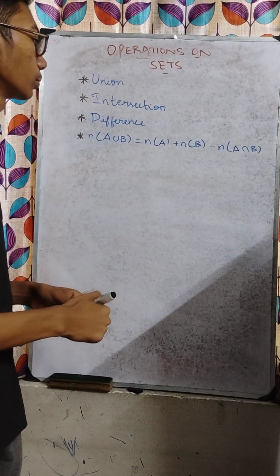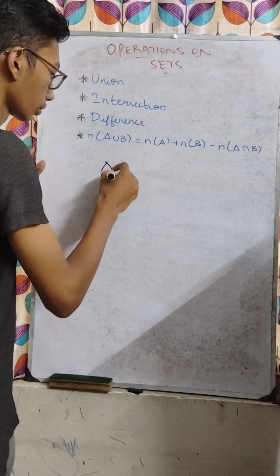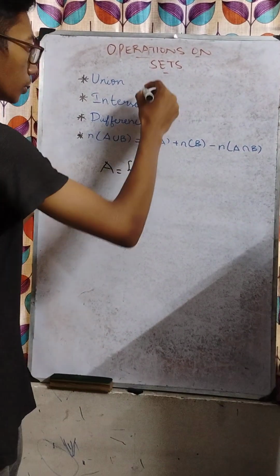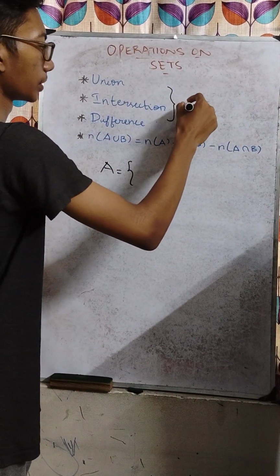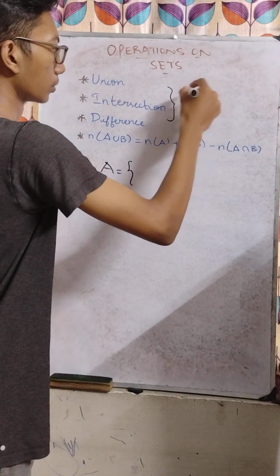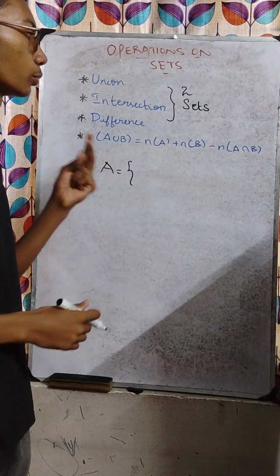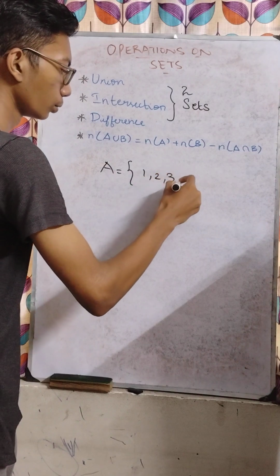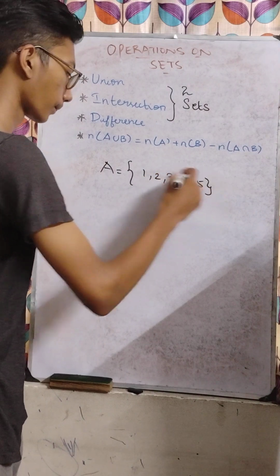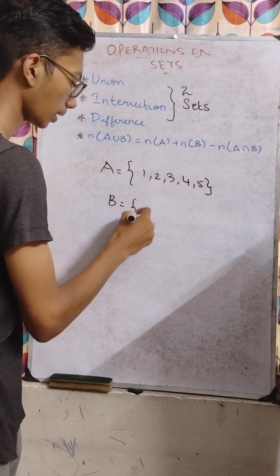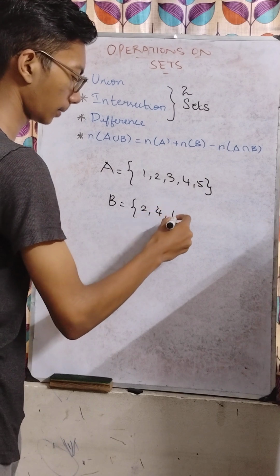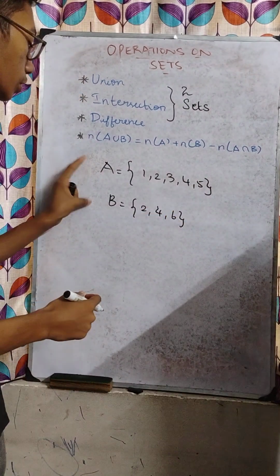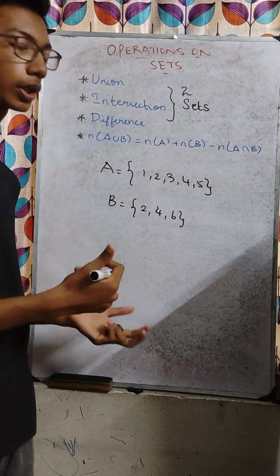So first, what is union? Now we will consider two sets. So these three operations are all between sets, so this should involve two sets at least. Let's take A as 1, 2, 3, 4, 5 and B as 2, 4, 6. So let's take these two sets. Now we will find the union of it.